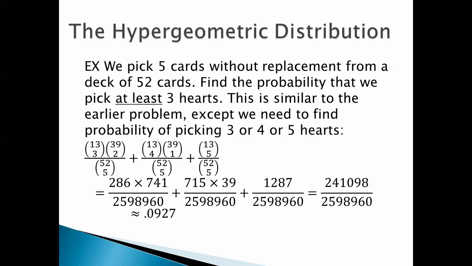Next comes the probability of picking 4 hearts. 13 choose 4, that's the number of ways you can pick 4 hearts. 39 choose 1, that's the number of ways you can pick 1 non-heart. Over 52 choose 5, the total number of ways you can pick 5 cards.